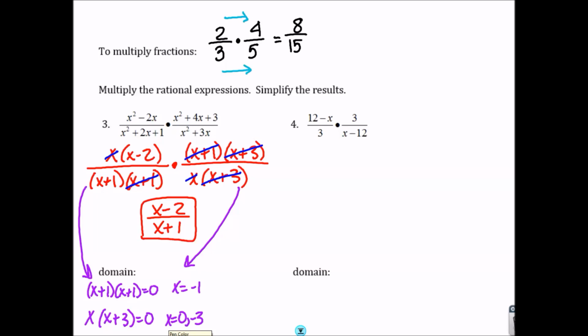So when we write out our domain, I'm just going to write this in set notation because we have several domain restrictions. We have x such that x cannot equal -1, 0, or -3. Because any of those numbers would make one of the denominators equal to 0.